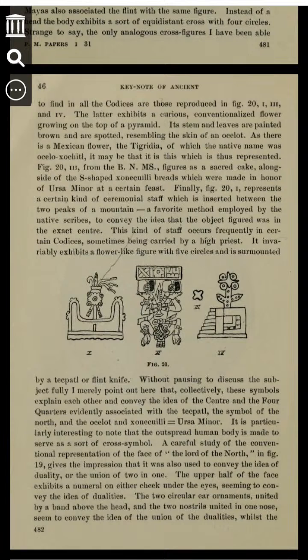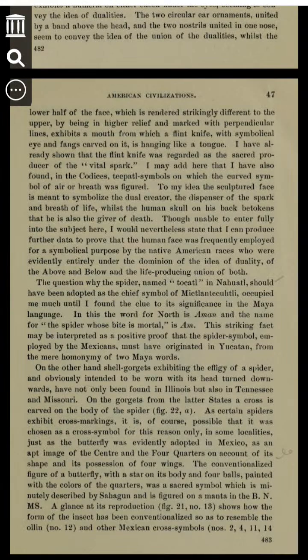All right, let me change this so everybody can follow along. Yeah, all right. So we are at where it just said hanging like a tongue. I have already shown that the flint knife was regarded as the sacred producer of the vital spark, right? That's what I was talking about.